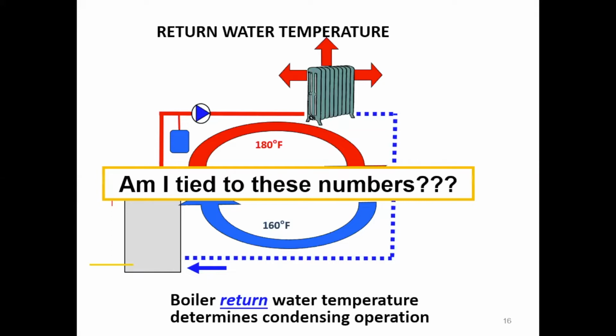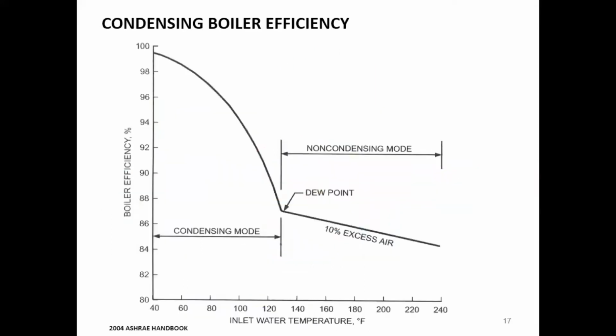So when we start to look at applications, the question is, well, can I vary the water temperature over the time period? Because as I vary the water temperature, the efficiency changes. So this is a generic chart looking at boiler efficiency. You could probably find it on the internet. You can also find it in the ASHRAE manual.